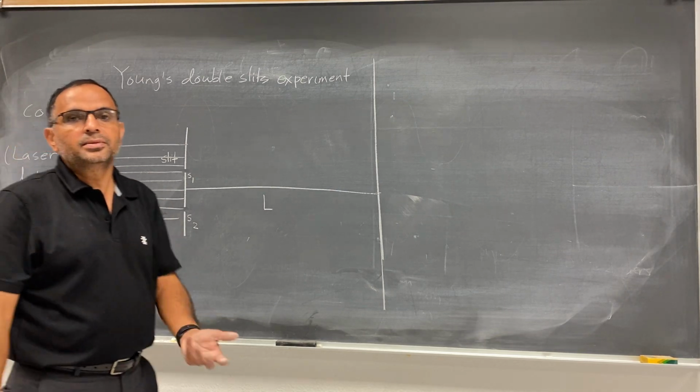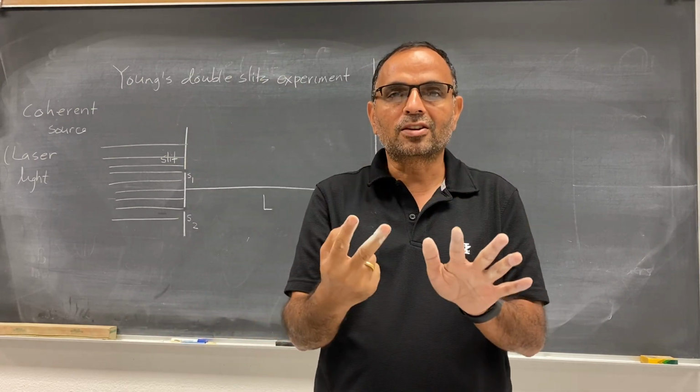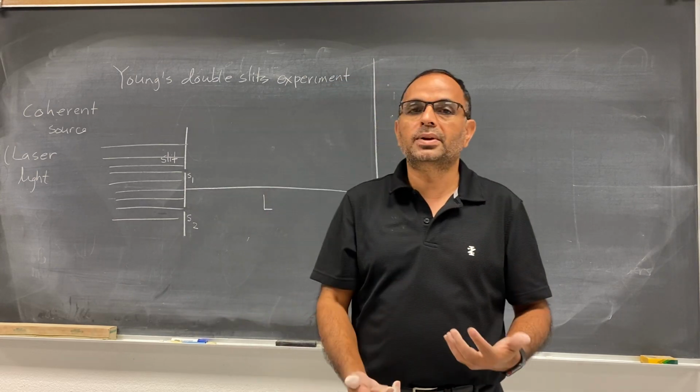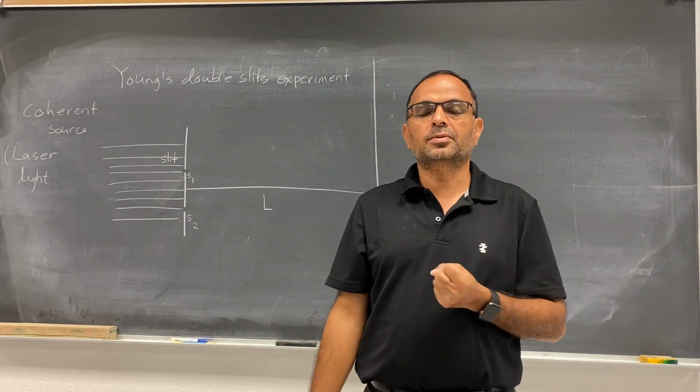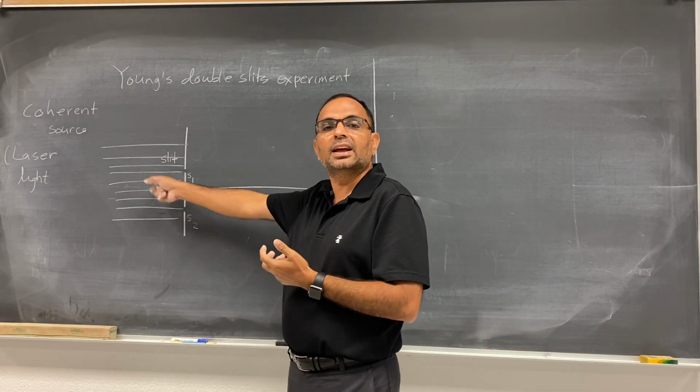We cannot use visible light because visible light has 7 different colors. If you have a different color, you have a different wavelength, so you cannot observe the interference pattern there. So we need single wavelength light, that is laser light.